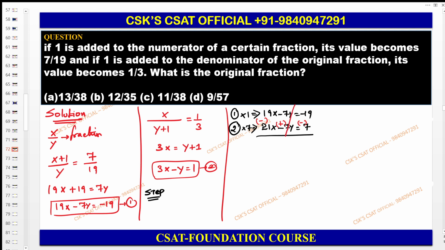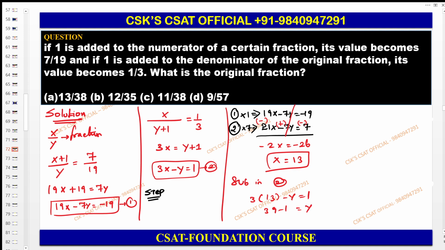Now 19 minus 21 will become minus 2x, which is equal to minus 19 minus 7, which is equal to minus 26. You get the value x as 13. Now you can substitute in any of the equations. I'm substituting in equation number 2. Then it will become 3 into 13 minus y is equal to 1. So 39 minus 1 is equal to y. Then you will get y is equal to 38.